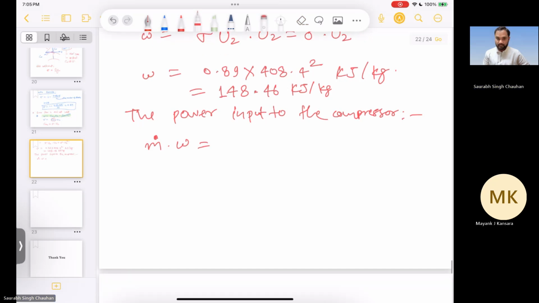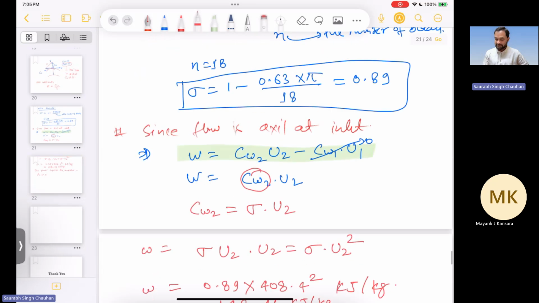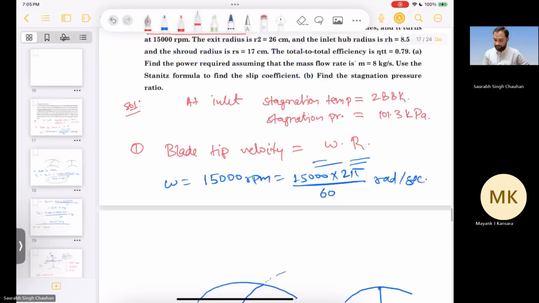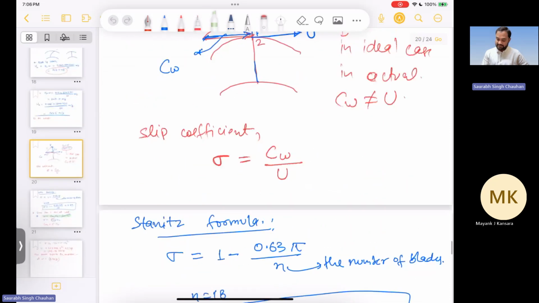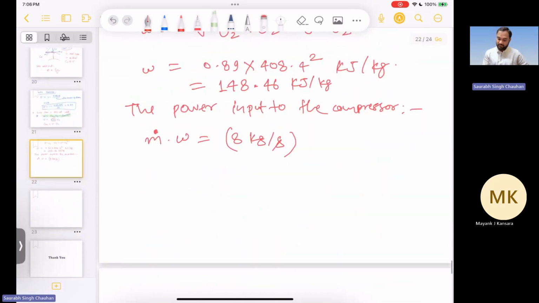Okay. So you can write the mass flow rate was 8 kilogram per second. This was given in the question. So here it is given that the mass flow rate is 8 kilogram per second. So 8 kilogram per second times this specific work input, 148.46 kilojoule per kg. Now if you calculate this value, you will get the power input to the compressor.